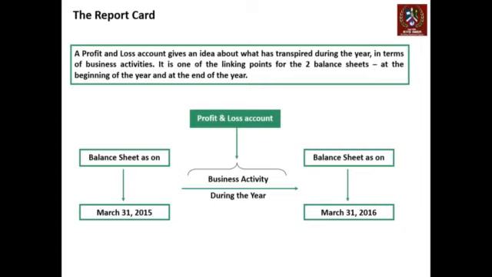First, let's revisit our initial discussions. That balance sheet is as on a point of time, so that's a snapshot. And you have another snapshot, let's say after a year, of what the business health is. The business activity that the company has taken during the year, what it has produced, what it has sold, etc. All this is what is recorded in the profit and loss account of the particular company. It's one of the linking points of the two balance sheets, at the ending of the last year and the ending of this year, or beginning of this year and ending of this year.